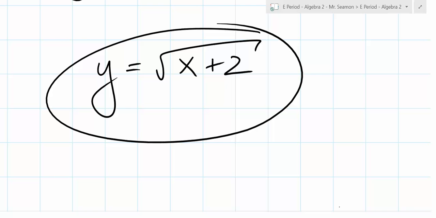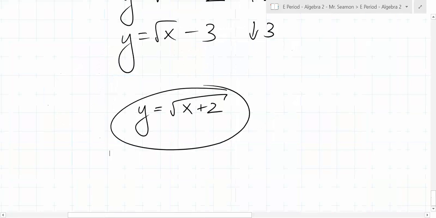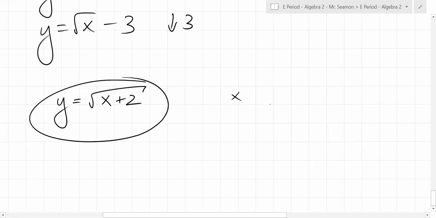Why don't I want to plug in 9 into that? What's 9 plus 2? 11. Do we know what the square root of 11 is? No. So what would be a good number to plug into there? 47. That would be good, actually. Can someone give me the smallest number you can think of that would be great? 2. How about we plug in 2?